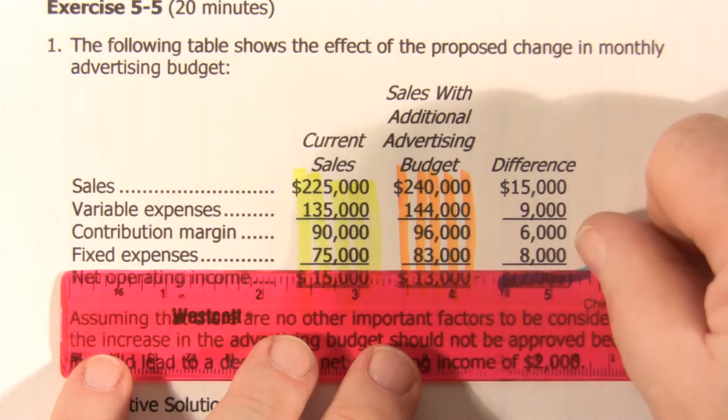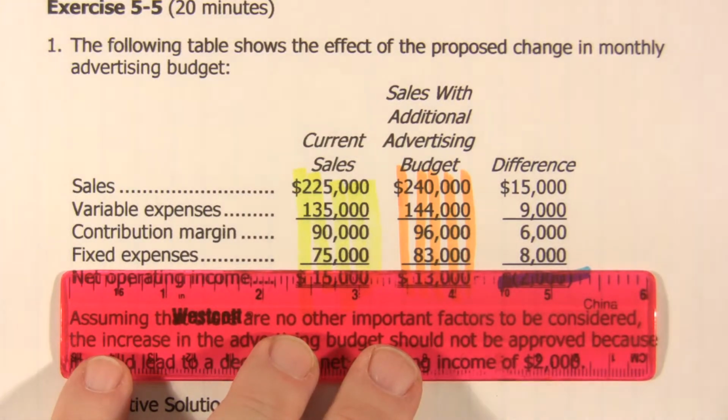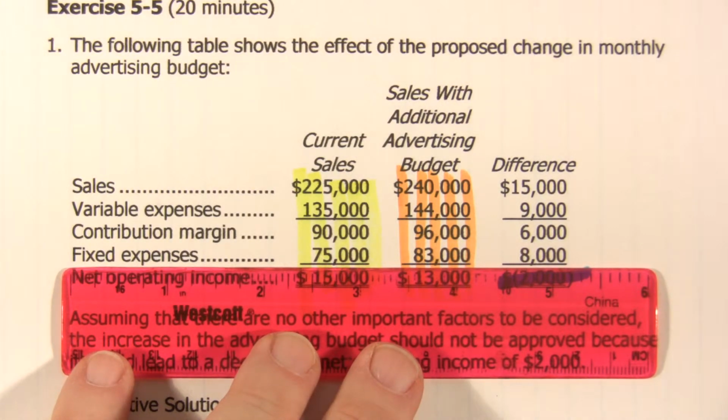So our fixed expenses are $8,000. That's the new cost of the advertising program, because remember, his deal was that if we spend $8,000, we get $15,000, and we probably should do it. It will almost double our money.